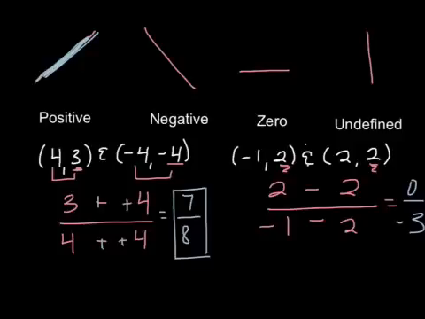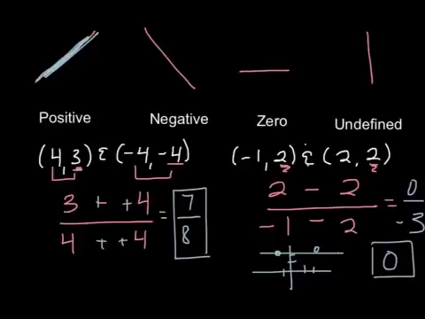Well, there's a couple ways to do it. One way is to actually physically graph it out. So -1, 2 would be right here, and 2, 2 would be right here. So I have a straight across line, which my solution has to be 0. If the 0's on top, it's 0. If the 0's on bottom, it's undefined.